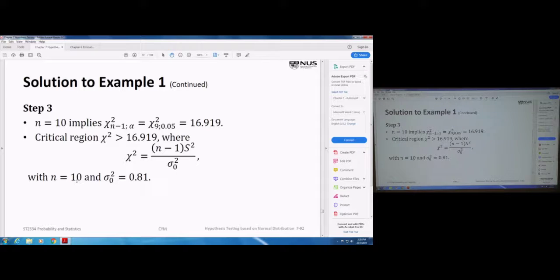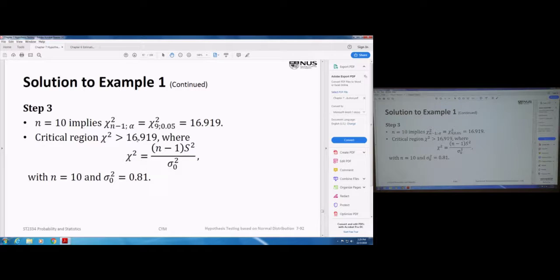We know that we have 10 data points, and we first compute the quantile of the chi-square. So the chi-square on 9 degrees of freedom with significance level 0.05. That's 16.919 from the table. I've gone through reading tables. I think that's pretty straightforward. Now we want to compute our test statistic. Our critical region is: if we exceed this 16.919, we reject, and otherwise we accept.